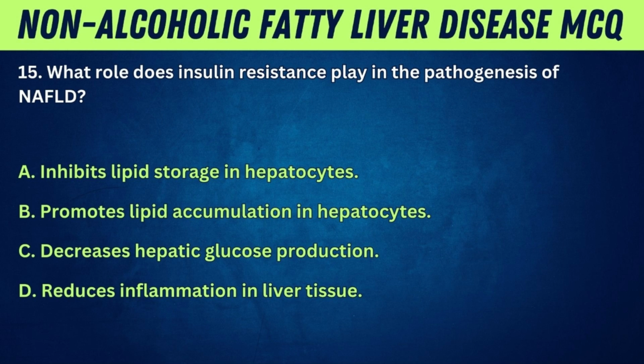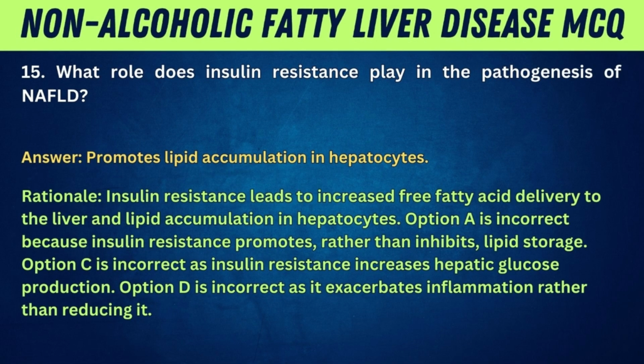15. What role does insulin resistance play in the pathogenesis of NAFLD? A. Inhibits lipid storage in hepatocytes. B. Promotes lipid accumulation in hepatocytes. C. Decreases hepatic glucose production. D. Reduces inflammation in liver tissue. Answer: promotes lipid accumulation in hepatocytes. Rationale: insulin resistance leads to increased free fatty acid delivery to the liver and lipid accumulation in hepatocytes. Option A is incorrect because insulin resistance promotes, rather than inhibits, lipid storage. Option C is incorrect as insulin resistance increases hepatic glucose production. Option D is incorrect as it exacerbates inflammation rather than reducing it.